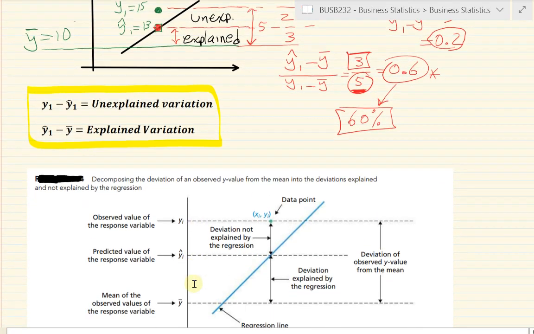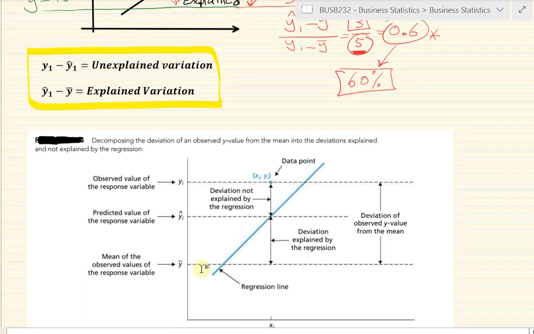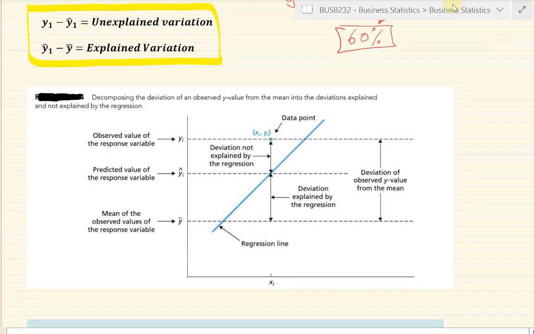Now we'll see a more elaborate drawing here. What this figure is doing is looking at the deviation of an observed value up here from the average, and it partitions it into two parts.